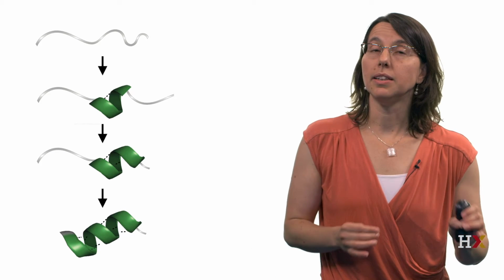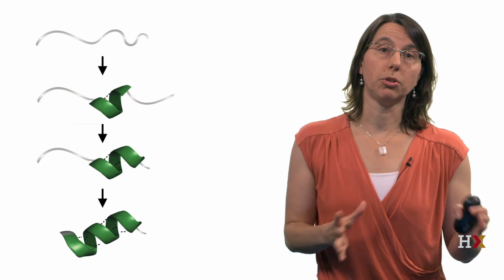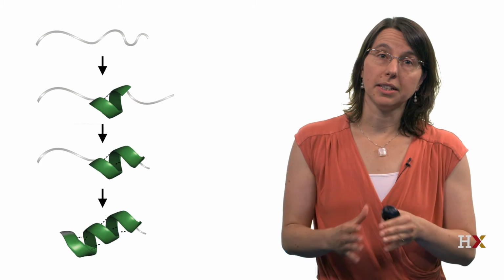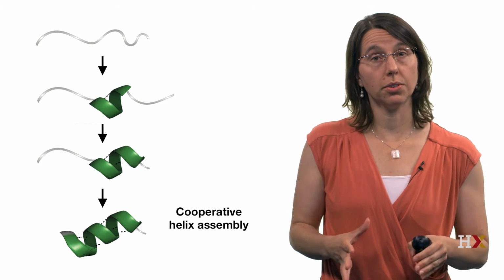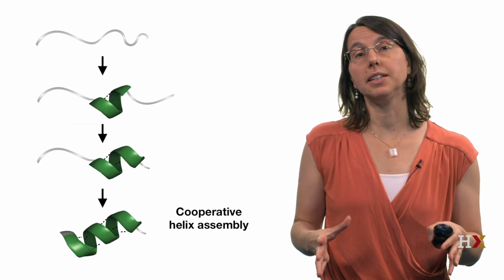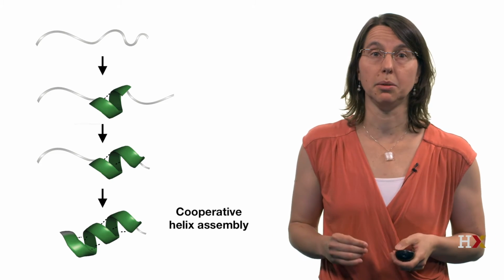once it's formed, it brings into proximity the other residues that want to form hydrogen bonds, and then they will extend the helix by forming these hydrogen bonds on either side of that first hydrogen bond to form the complete helix. So this cooperativity is key to the assembly of secondary structure elements as well.